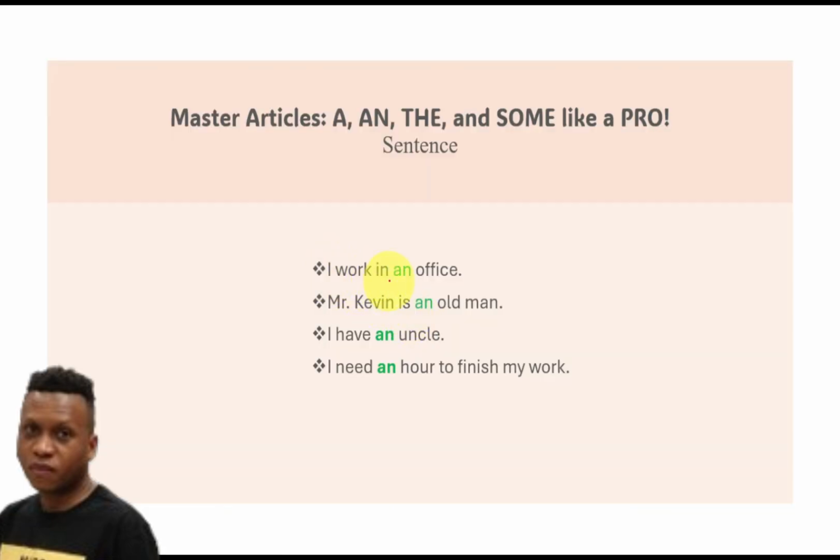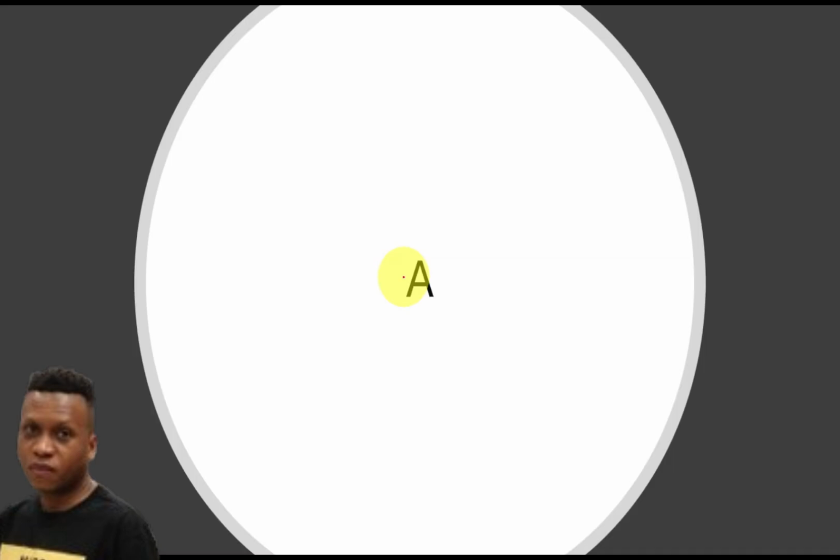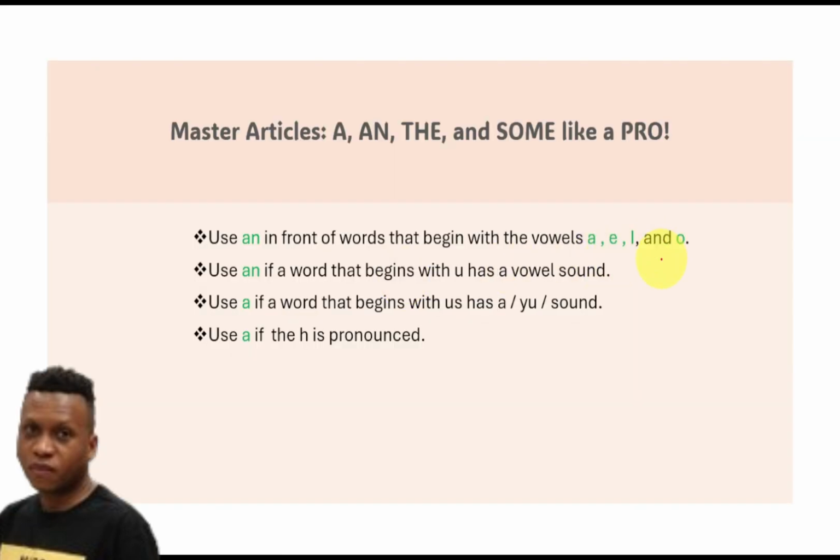I work in an office. So here, I'm not using this A. No, not this one. This. Okay. Again, if we go back, you take a look. You take a note here. You see this? I'm using this one. So use AN in front of a word that begins with a vowel. Okay, vowels A, E, I, O, and U. Okay.